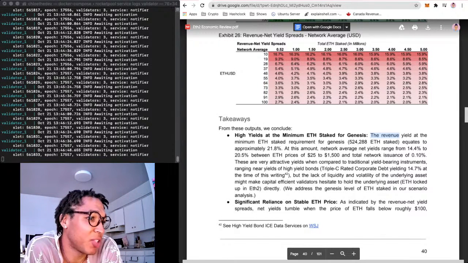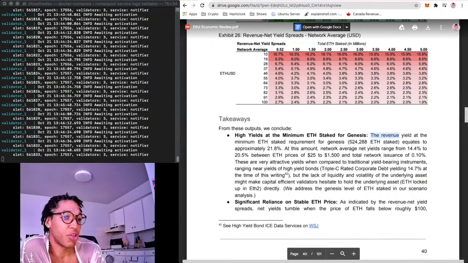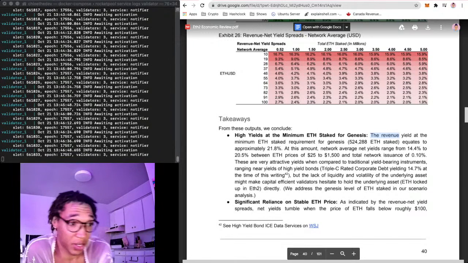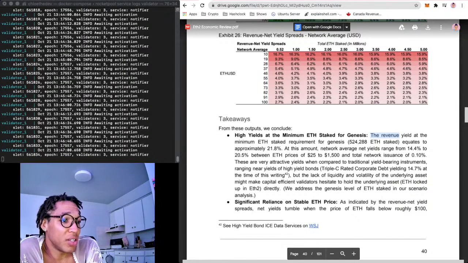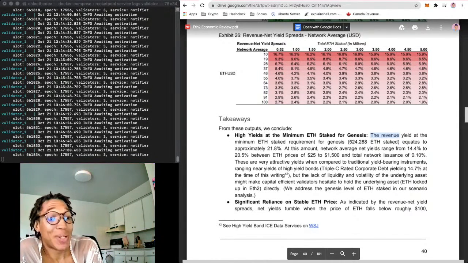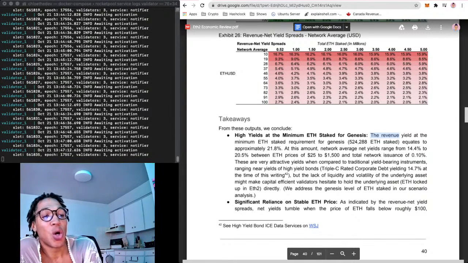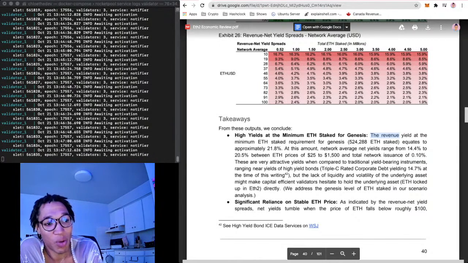These are very attractive yields when compared to traditional yield-bearing instruments. I agree. Ranging near yields of high-yield bonds, triple C rated corporate debt yielding 14.7% at the time of this writing. But the lack of liquidity and volatility of the underlying asset might make capital-efficient validators hesitate to hold the underlying asset, ETH locked up in ETH2 directly. We address the Genesis level of ETH staked in our scenario analysis.